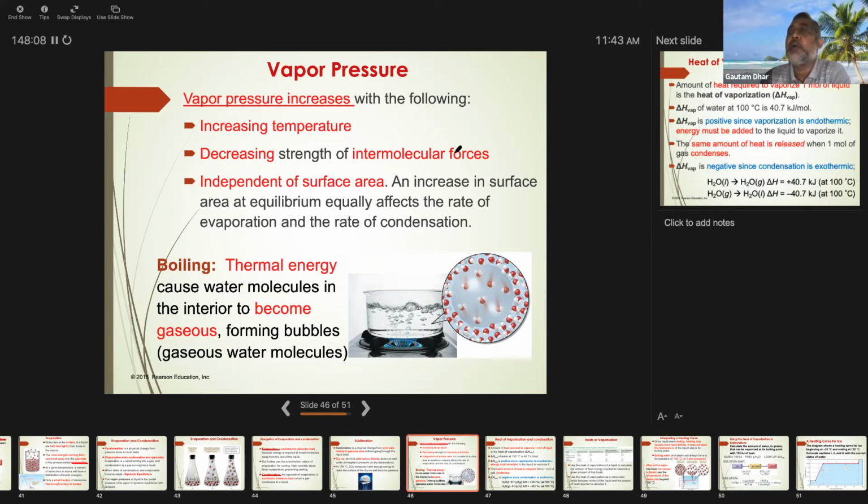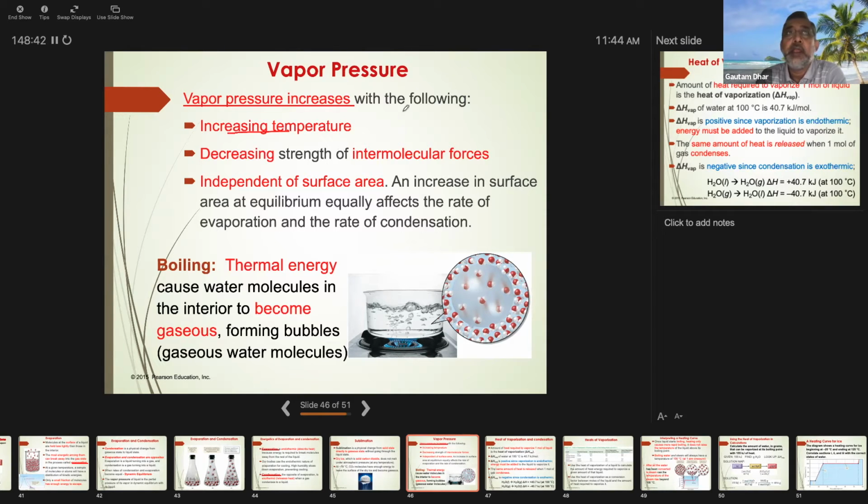If more and more vapors are there, there will be more pressure. So the vapor pressure increases as evaporation increases. That means if I increase the temperature, the vapor pressure will increase because there is more evaporation. And if I reduce the intermolecular forces, the forces holding the molecules together, then the liquid becomes more volatile, like acetone or chloroform, which are very volatile liquids, and the vapor pressure is going to increase.